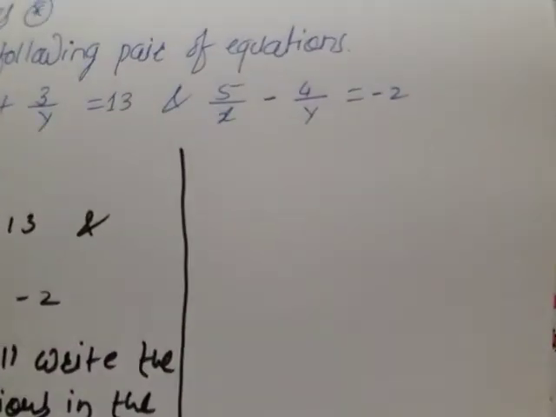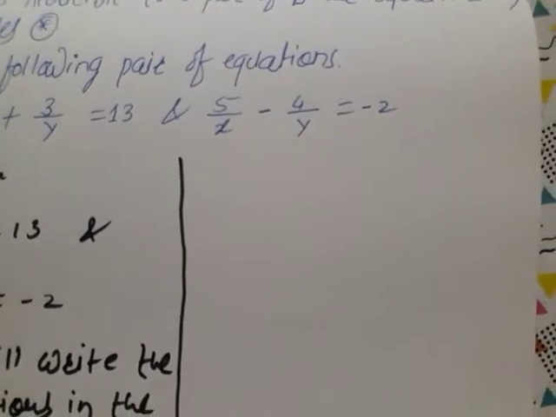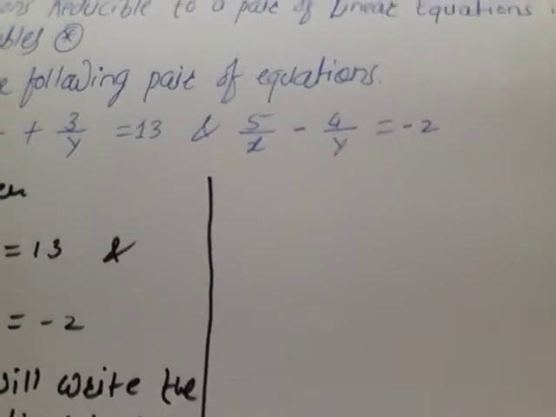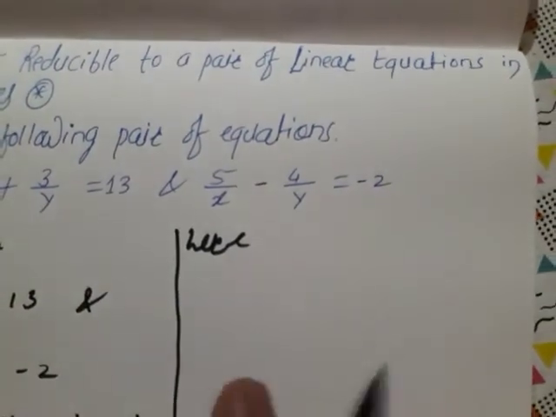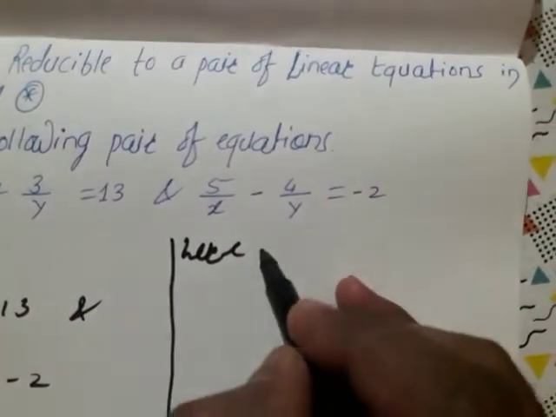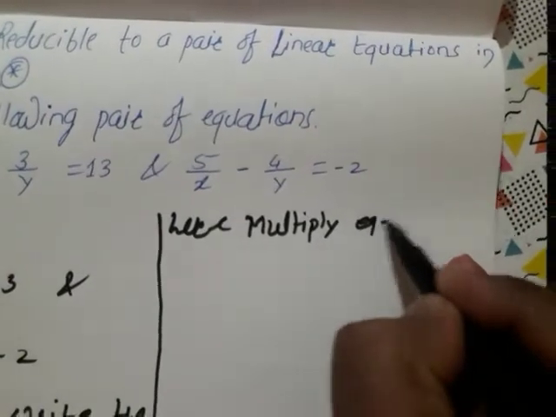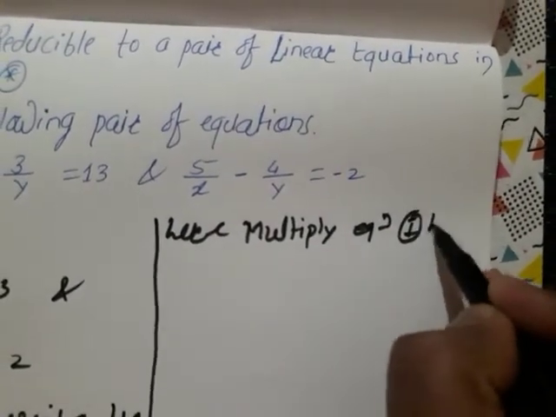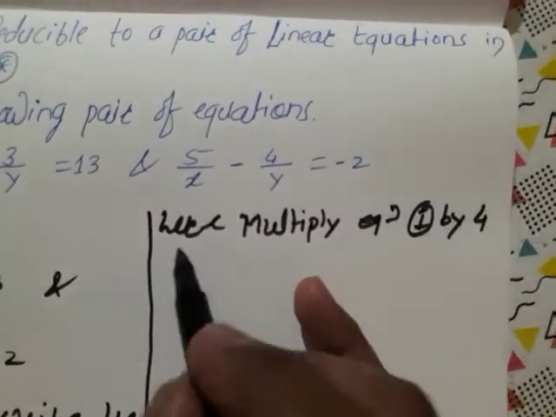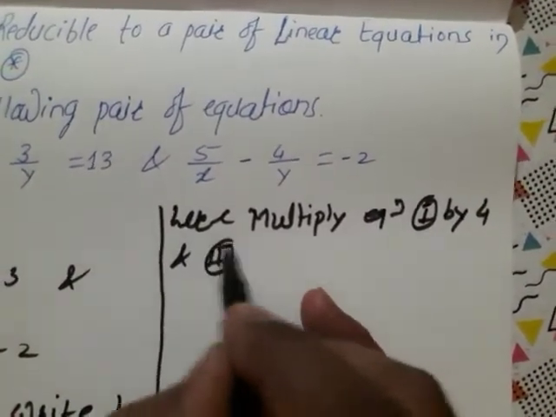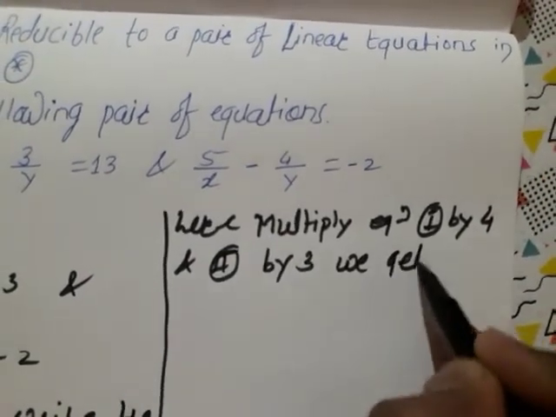Look here. What we are going to do? We have decided that we are going to use the elimination method. You can use any method, no problem at all. That depends on you. Okay. Here the remaining part I am writing. Here multiply equation 1 by 4 and 2 by 3, we get.